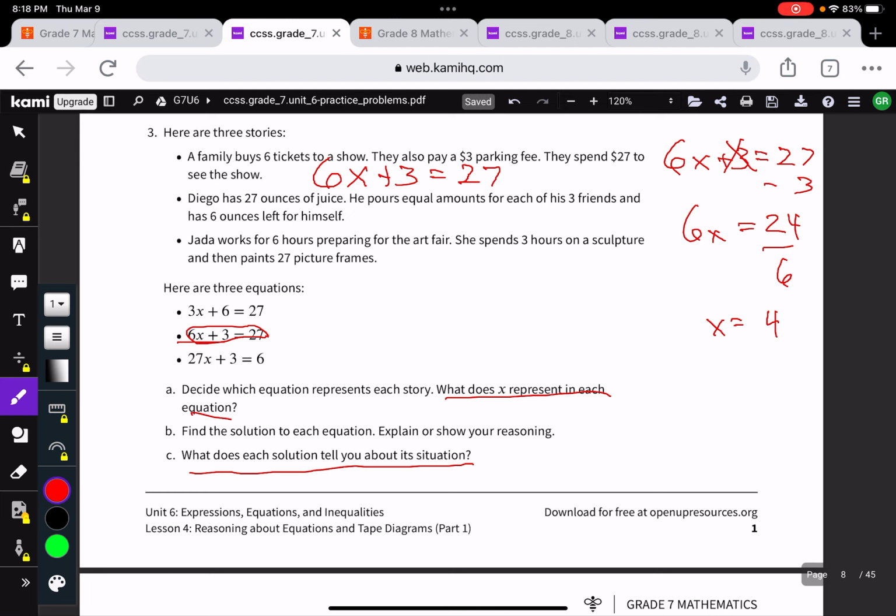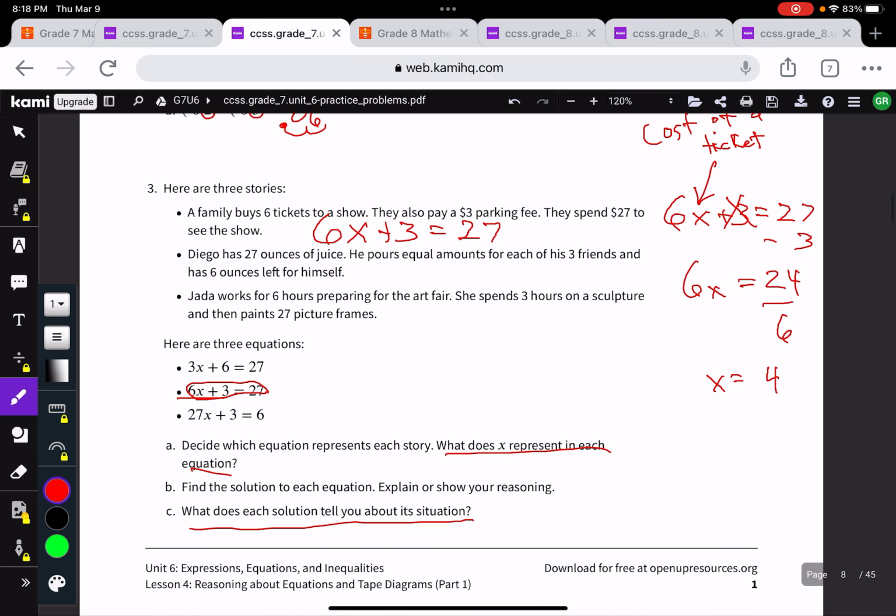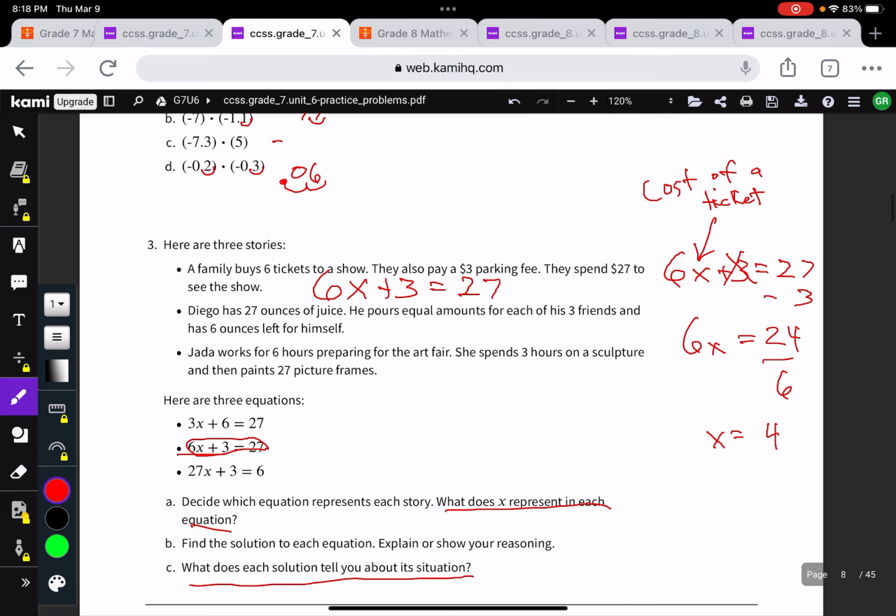It says, what does X represent? I should have said, if we're going to do this correctly, we need to draw an arrow. That's the cost of a ticket. So that's what X represents. Letter C says, what does each solution tell you about its situation? Well, guess what? We can circle that. X equals 4. Well, $4 is the cost of a ticket. So A and C kind of are the exact same thing.